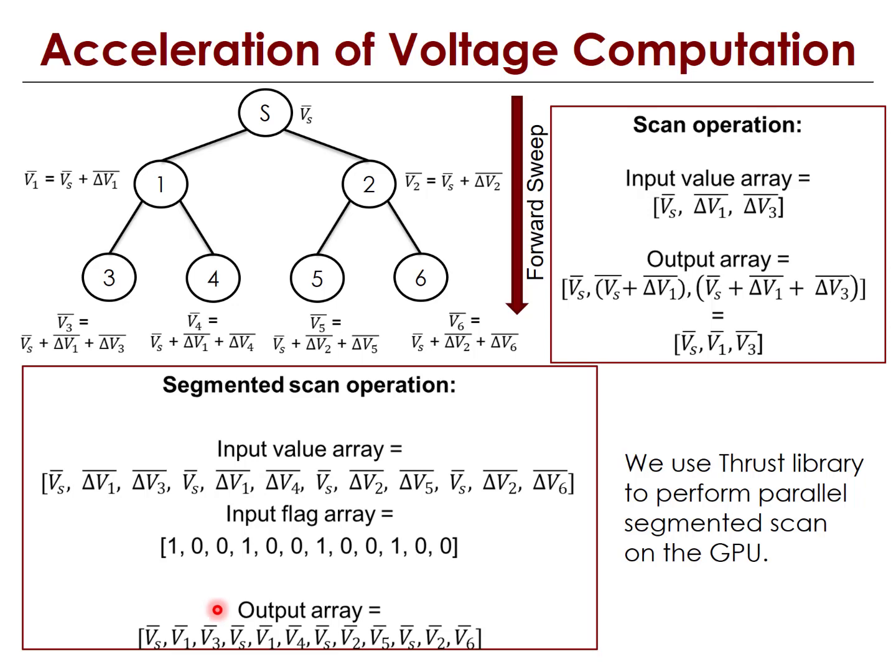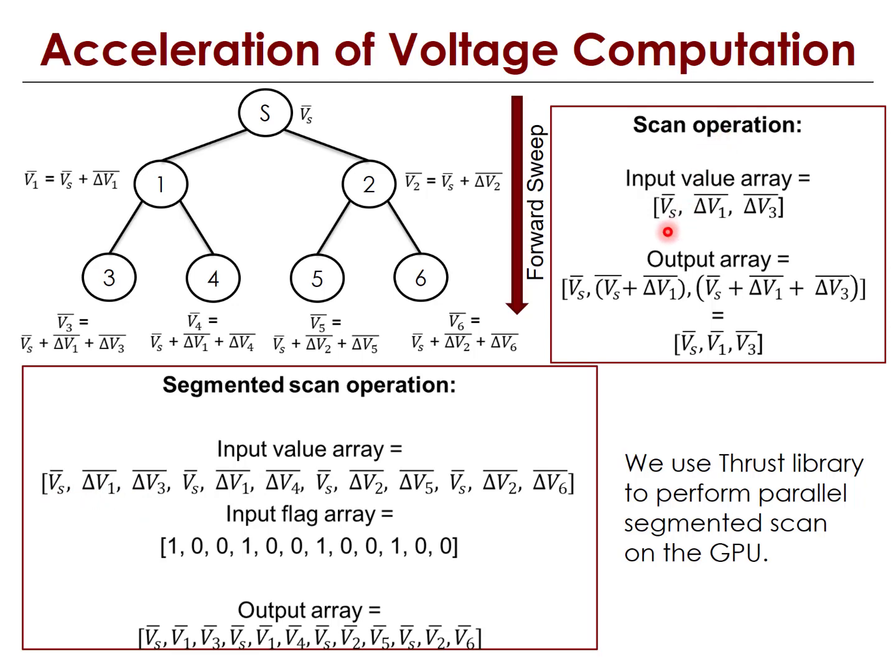Let's talk a little bit more about the input flag array. We have 4 leaf nodes, 1, 2, 3, 4, and thus we have 4 ones in the flag array, which indicates that we have 4 segments. Parallel segmented scan simultaneously performs separate parallel scans on the segments of the input sequence of values. For instance, to the first segment, which consists of the first 3 input values, a separate scan operation is applied.